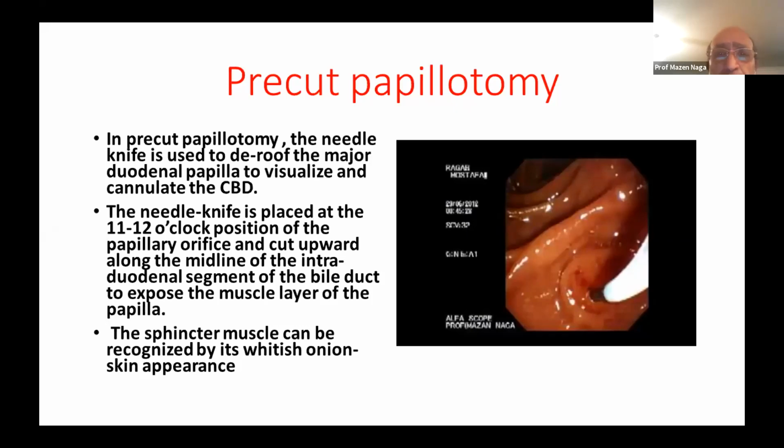Now, an example of pre-cut papillotomy, and I bring this example because the papilla is small, which shows us the difficulty. In pre-cut papillotomy, the needle knife is used to deroof the major duodenal papilla to visualize and cannulate the common bile duct. The needle knife is placed at the 11-12 o'clock position of the papillary orifice, and cuts upward along the midline of the intraduodenal segment of the bile duct to expose the muscle layer, which is known by its whitish onion skin appearance. Usually, we use the knife to make a line to make sure that we can pass after getting the wire outside in the proper direction.